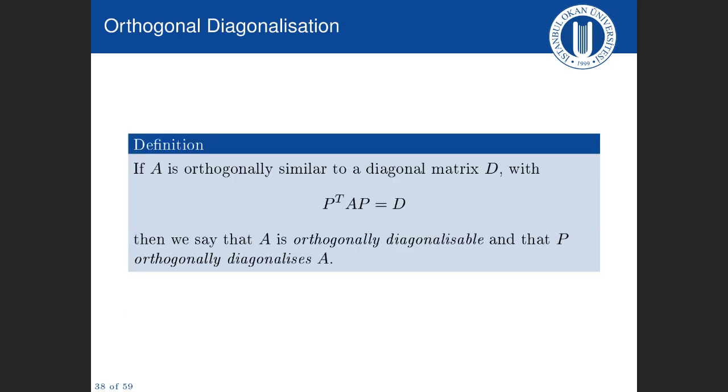And then perhaps already you're guessing what orthogonal diagonalization means. If A is orthogonally similar to a diagonal matrix D, with P transpose AP equal to D, then we say that A is orthogonally diagonalizable, and that P orthogonally diagonalizes A.